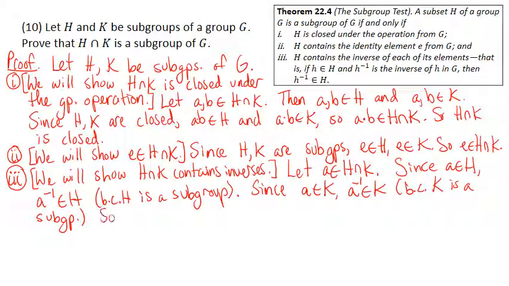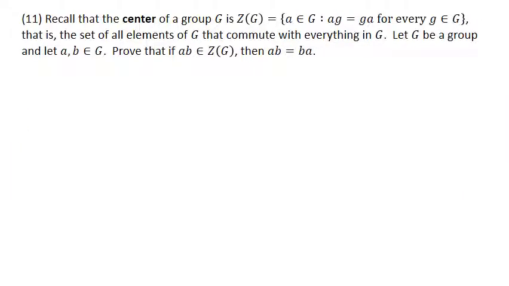So A inverse, since it's in H and it's in K, it's in H intersect K. Okay, so we showed all 3 properties. So apparently the intersection of 2 subgroups is always a subgroup. It's interesting.